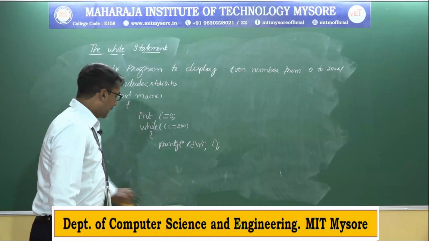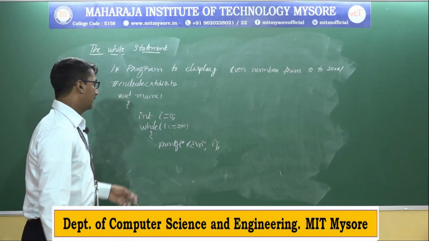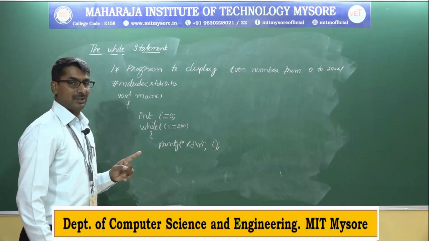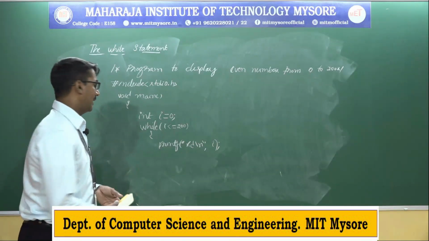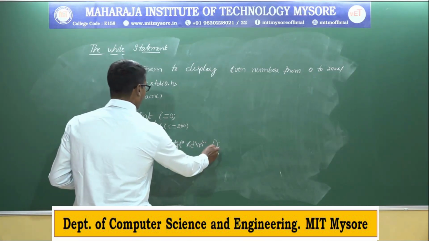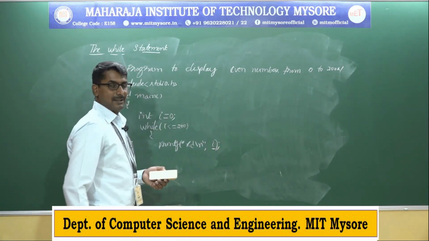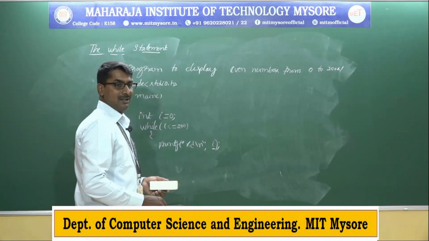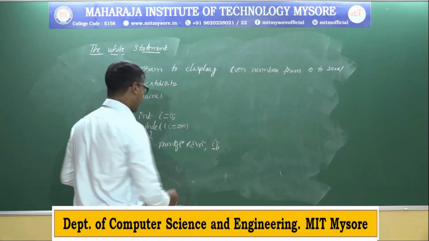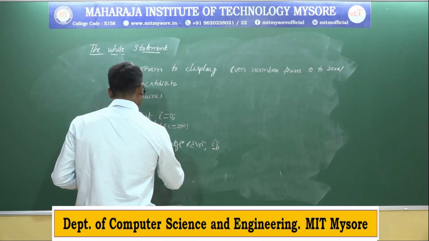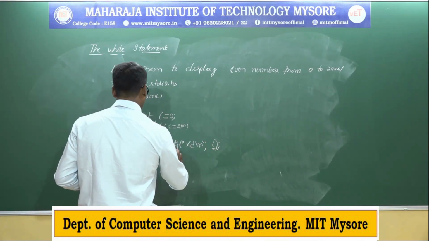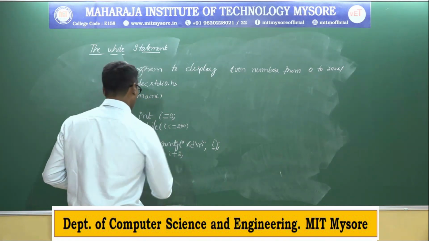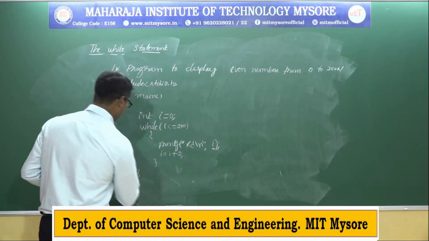Now if you want to display even numbers, I need to increment by 2. So after displaying 0, the next number has to be 2. In the previous program we incremented the i value by 1, but here we increment the i value by 2, means i = i + 2, then close the bracket.